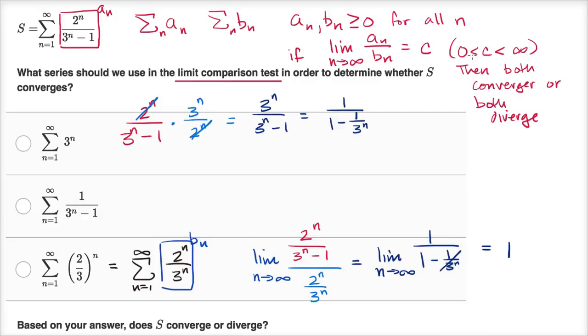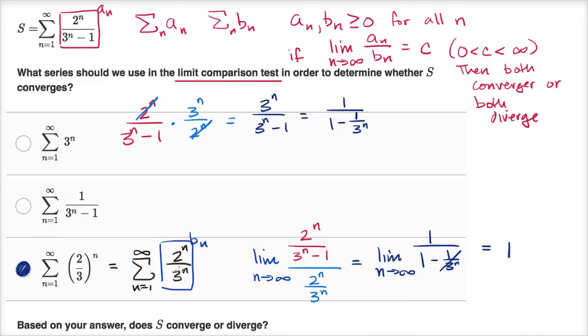And 1 is clearly between 0 and infinity. So the destinies of these two series are tied. They either both converge or they both diverge. And so this is a good one to use the limit comparison test with. And so let's think about it. Do they both converge or do they both diverge?